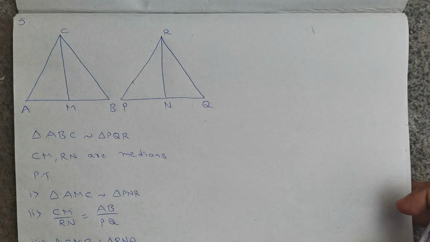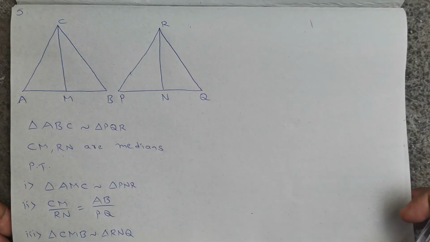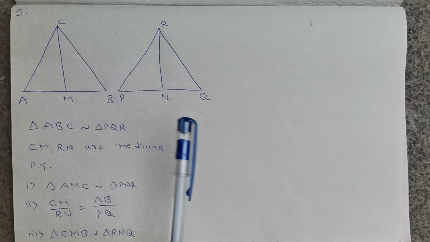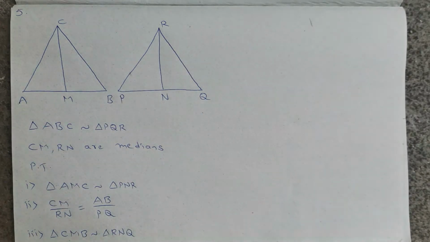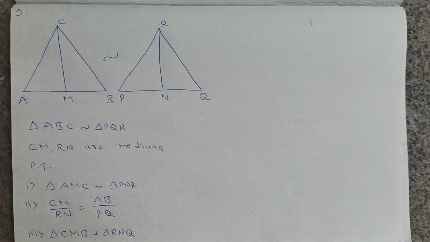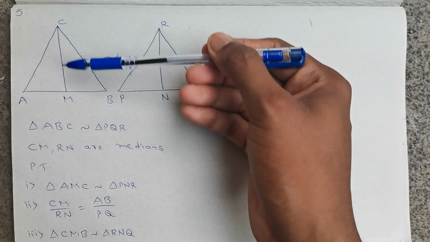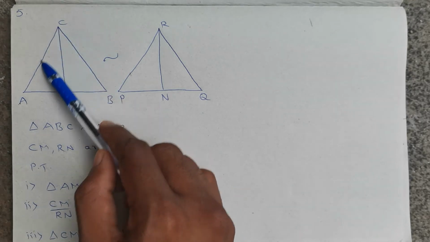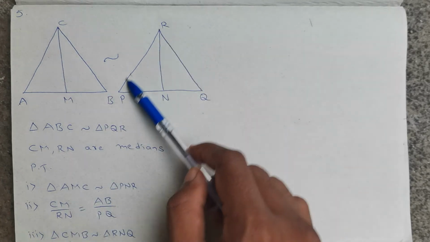Next, question number 5. He gave two triangles, ABC, that is the bigger triangle, and PQR. He said very clearly that triangle ABC is similar to triangle PQR, and CM and RN are the medians. Then he is asking to show that triangle AMC is similar to triangle PNR. AMC, this left side triangle, PNR, left side triangle.